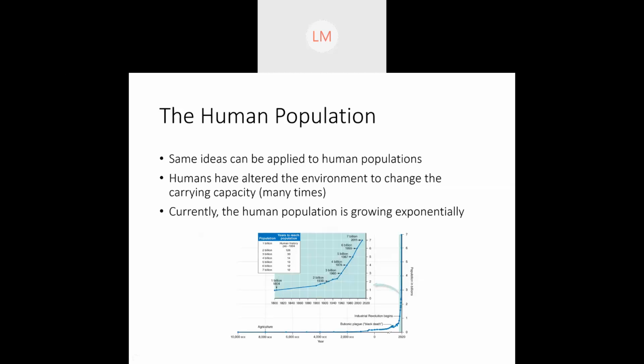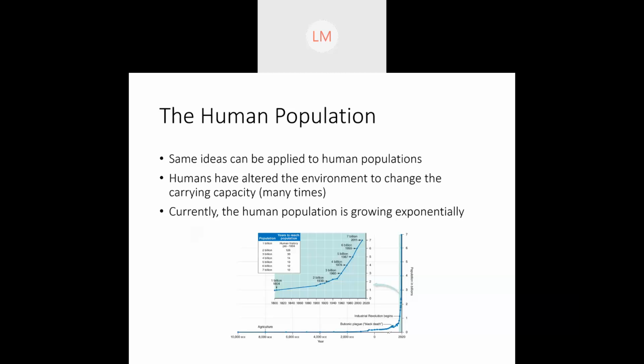When we think about the human population, we can incorporate a lot of the same ideas that we've talked about already, and we can apply them to the human population. The interesting thing about humans is that we've altered the environment to alter our carrying capacity, and we've done this many times. The Earth, unaltered, can hold X number of humans. But then humans came along and invented agriculture. That allowed us to increase our carrying capacity because we're increasing the amount of food that's available to us.